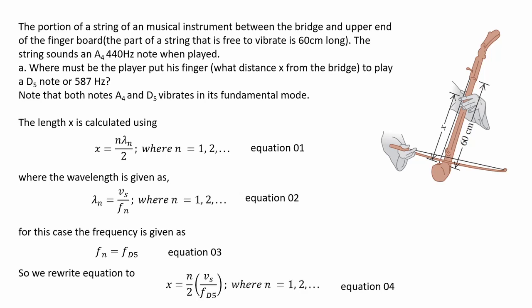In this problem we have a string of a musical instrument. The portion of a string of a musical instrument between the bridge and upper end of the fingerboard, or the part of a string that is free to vibrate, is 60 centimeters long. The string sounds an A4 440 Hz note when played.